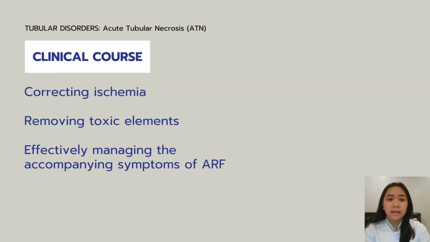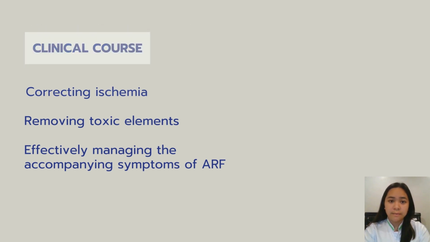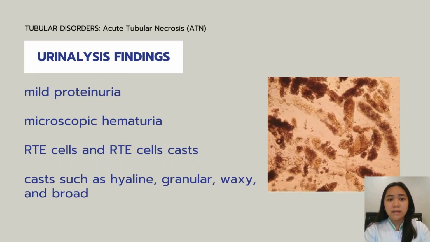For the clinical course of ATN, ischemia correction, toxic elements removal, and managing the accompanying symptoms of ARF are ways for complete recovery of ATN. For its urinalysis findings, mild proteinuria, microscopic hematuria, RTE cells and RTE cell casts, and casts such as hyaline, granular, waxy, and broad.